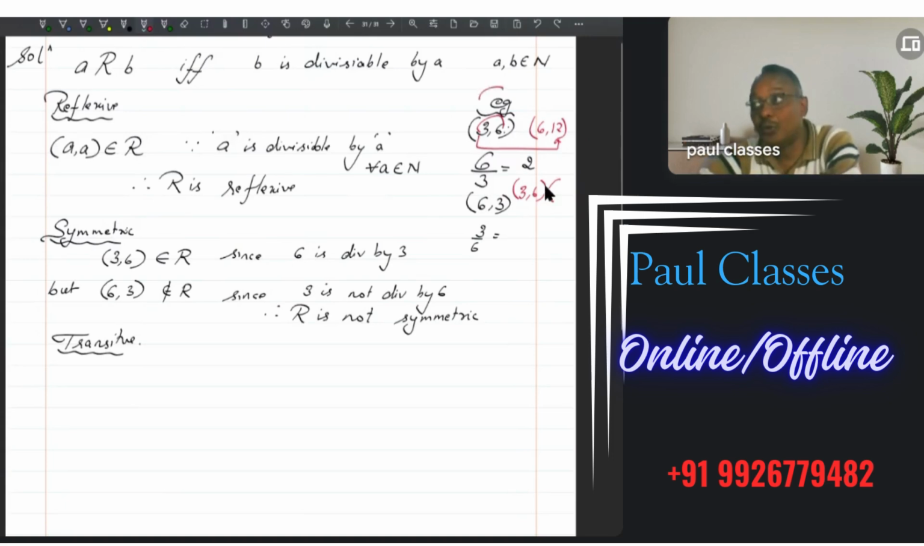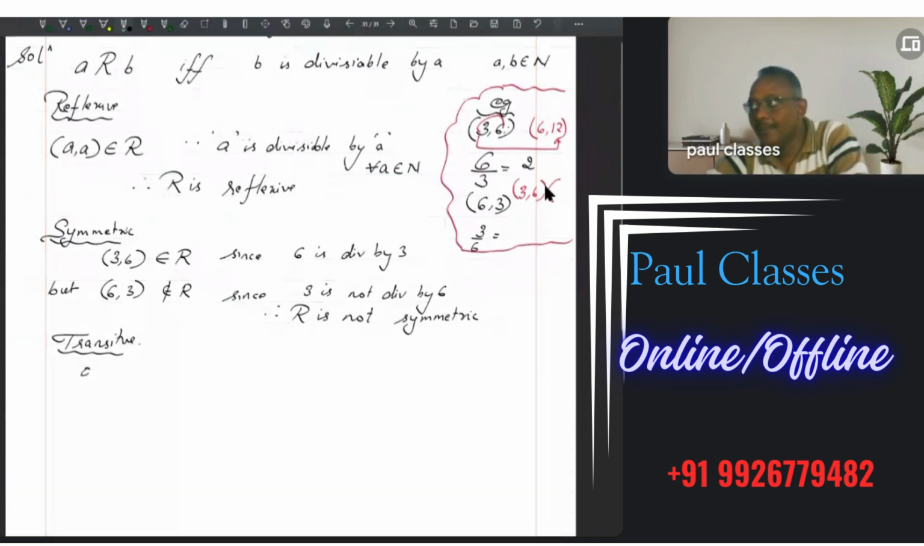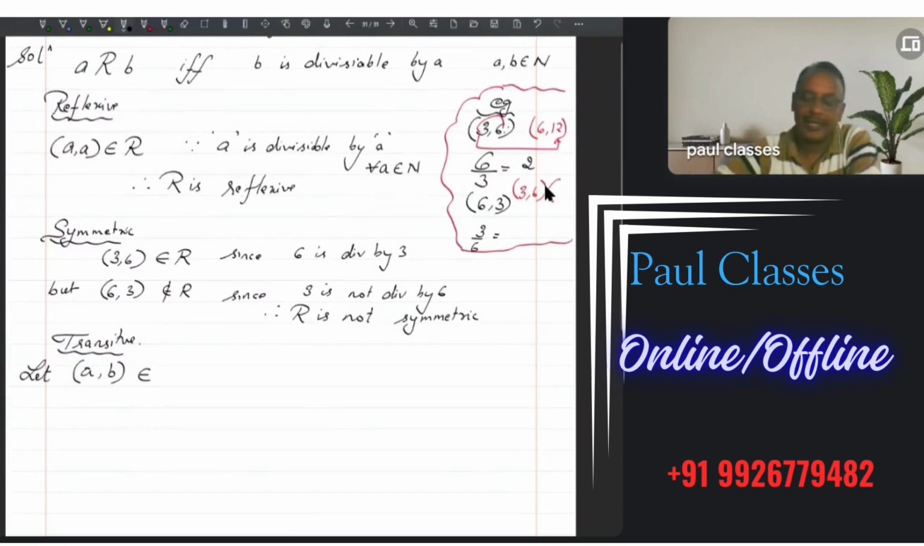It is transitive, but how to write it down now? The problem is how to present the answer. This is the way to present the answer. See, let me just give you a first example. It is transitive, so I'll write down let. And then let, we are giving an example. We are not citing one particular example, we are actually generalizing it. Let AB belongs to R, BC belongs to R.